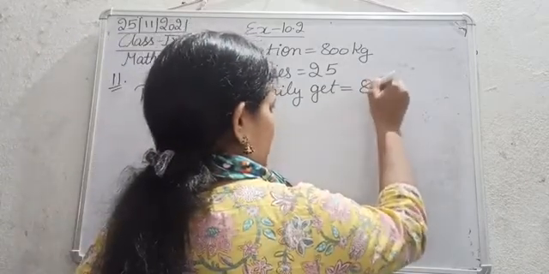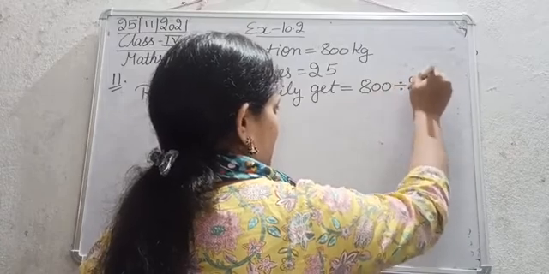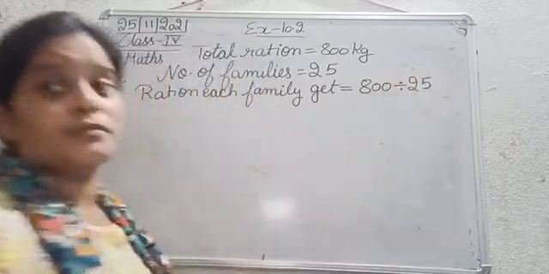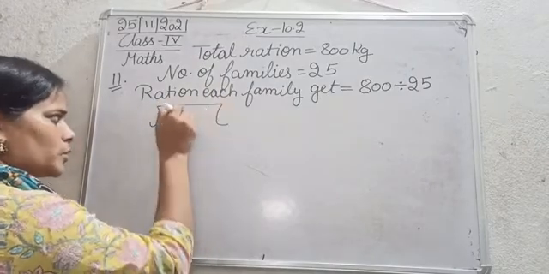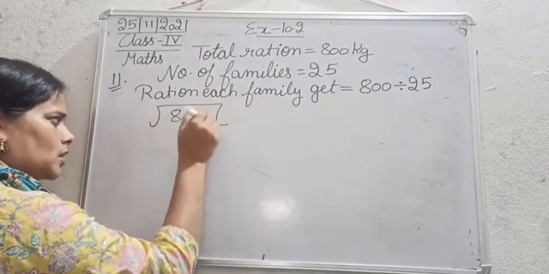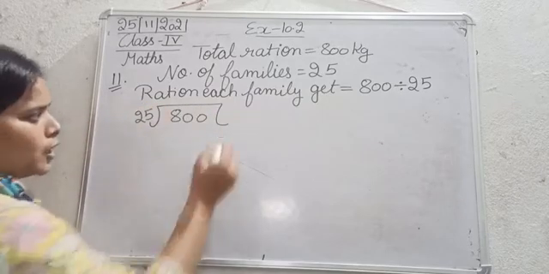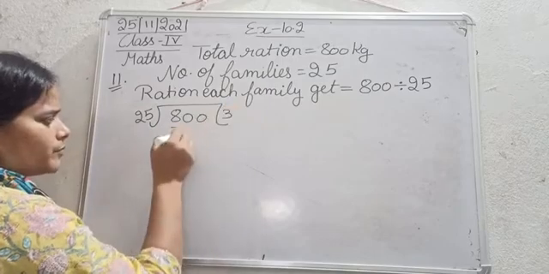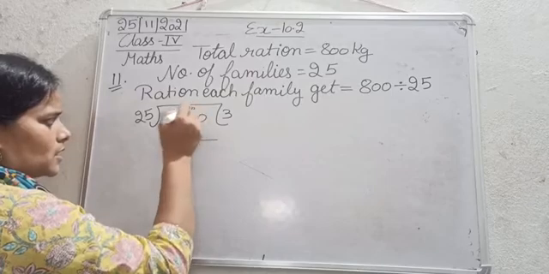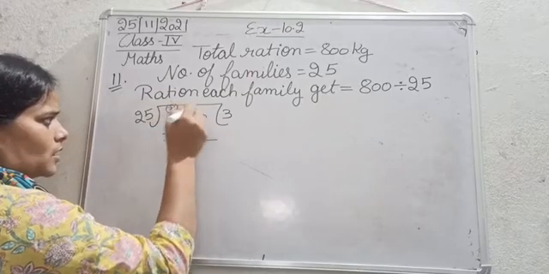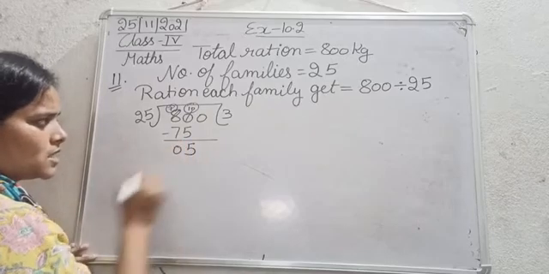So 800 divided by 25. Okay, so let's begin with it. So 800 divided by 25. 25 threes are 75. This is 10, 7. 10 minus 5, 5. 7 minus 7, 0.